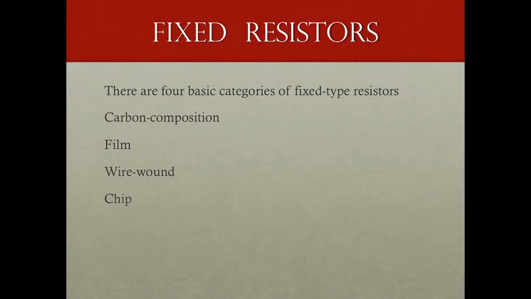Now, fixed resistors, there are four basic categories of fixed type resistors. There's a carbon composition, then you have your film, your wire wound, and your chip.